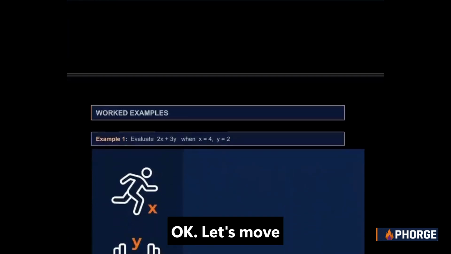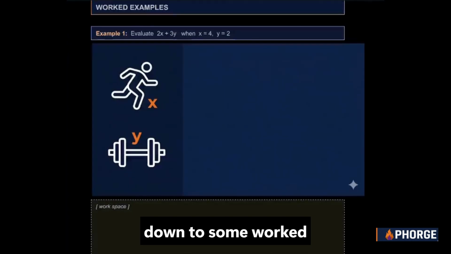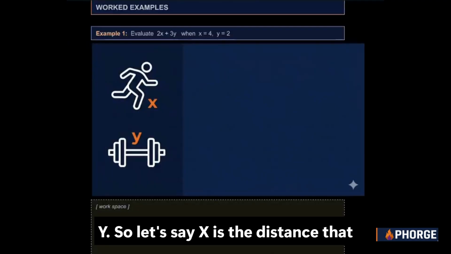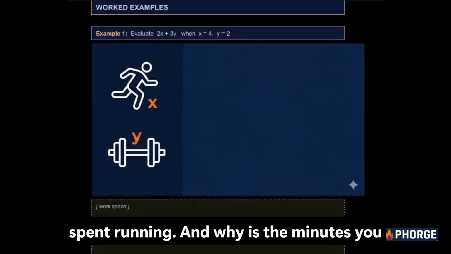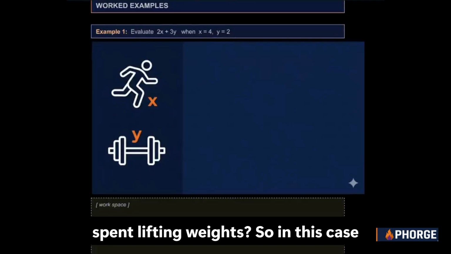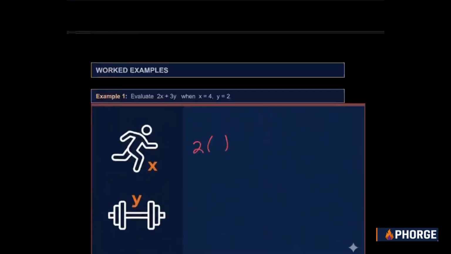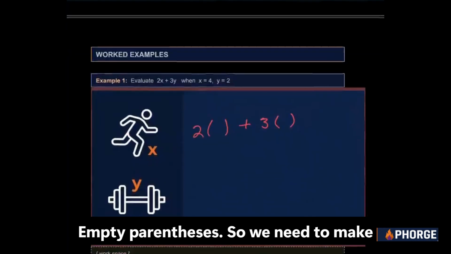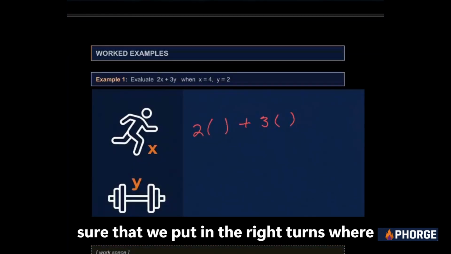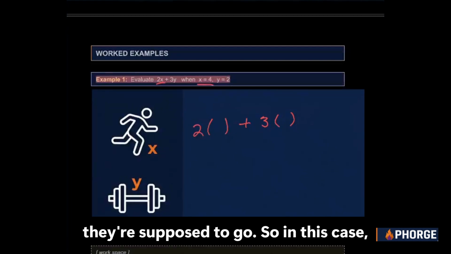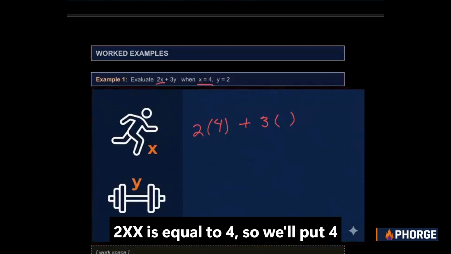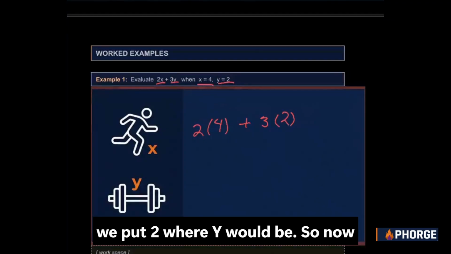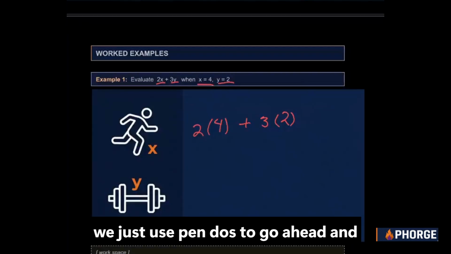Okay. Let's move down to some worked examples. So in this case, we have 2x plus 3y. So let's say x is the distance that you spent running, or the minutes you spent running, and y is the minutes you spent lifting weights. So in this case, the formula is 2, empty parentheses, plus 3, empty parentheses. So we need to make sure that we put in the right terms where they're supposed to go. So in this case, 2x, x is equal to 4. So we put 4 where x would be, y is equal to 2, 3y, we put 2 where y would be. So now we just use PEMDAS to go ahead and solve this.